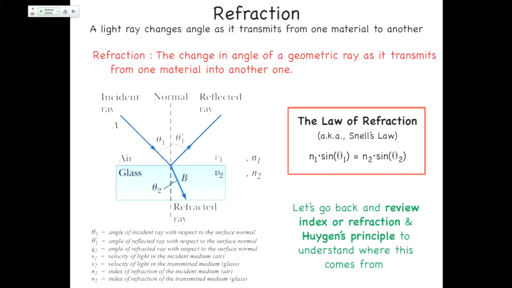Air has an index of refraction of 1. Glass has an index of refraction of 1.52 for typical glass, but it has a range. It's around 1.5.